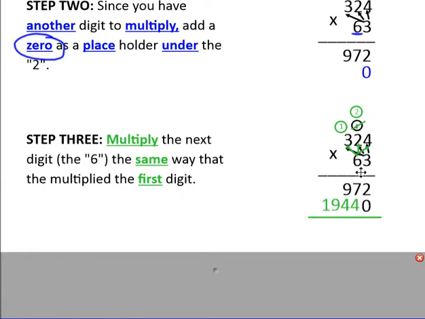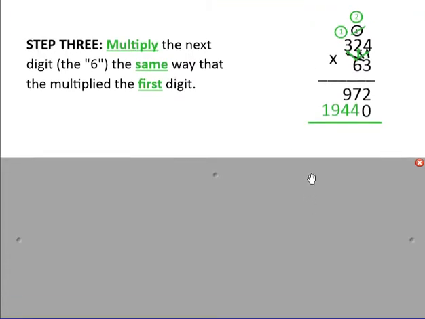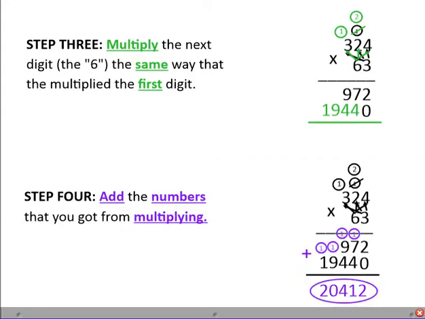Okay? Now, I don't have any more digits left to multiply, so I'm going to draw an equal sign right there. And I'm going to move on to my last step, which is step 4. So step 4 is going to tell me to add the numbers that you got from multiplying. So you're going to see right here I have an addition sign. So I'm going to take this 972 from multiplying the 3 and this 19,440 that I got from multiplying the 6, and I'm going to simply add them together.